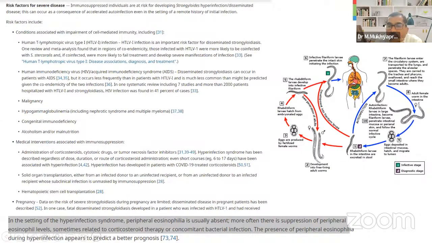And this is a diagram showing how it starts. It is a nematode parasite, which we don't see often. It is seen in highly immunocompromised patients. It enters through the skin as larvae, then it goes through the lungs. Once it occurs, this is an auto-infection. This will go on continuously and the patient will develop severe immunosuppression. This is what developed in our patient.